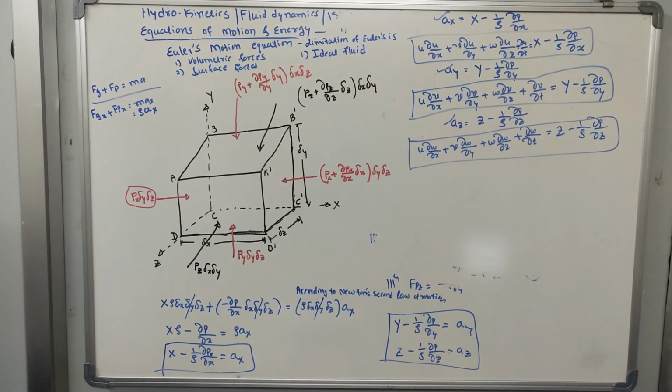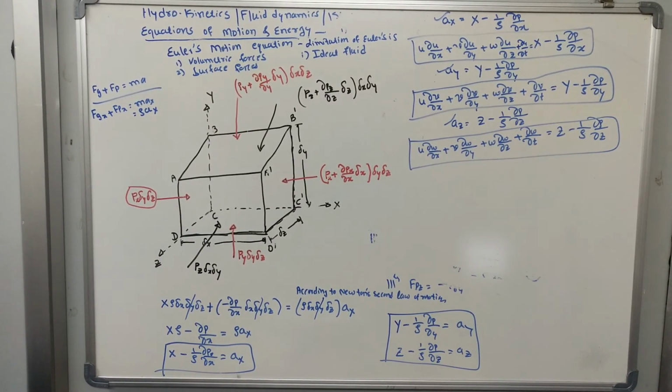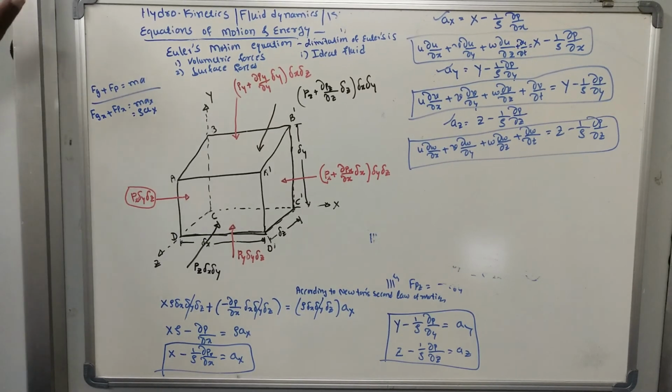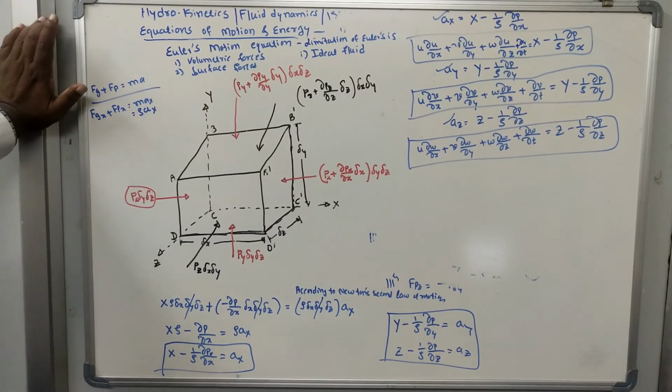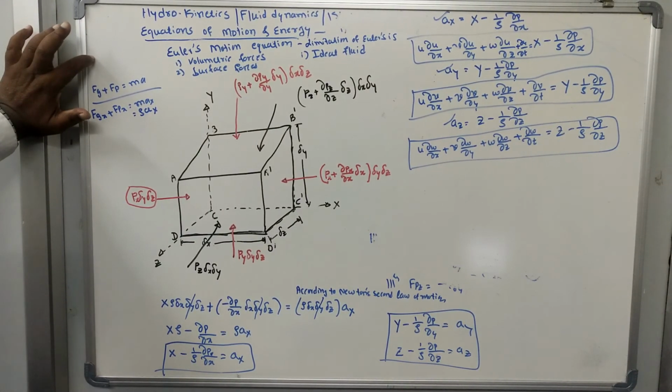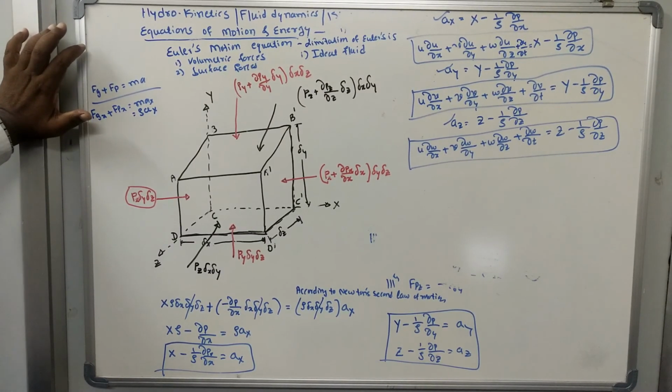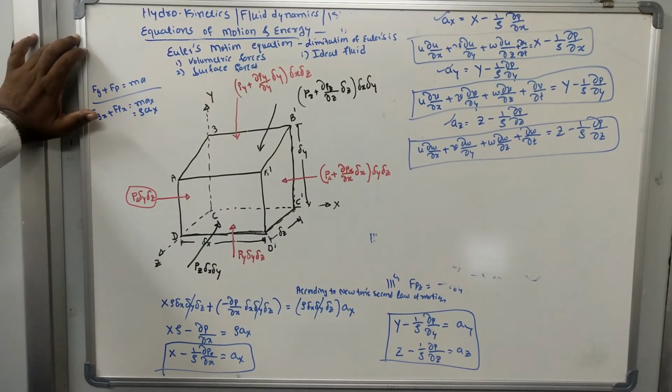Okay, we will stop here. In the next class, we will derive the Bernoulli's energy equation. The Bernoulli's energy equation can be derived by making use of the Euler's motion equation, that is, by integrating the Euler's motion equation. Or you can also derive the Bernoulli's equation using a basic principle, the law of conservation of energy.